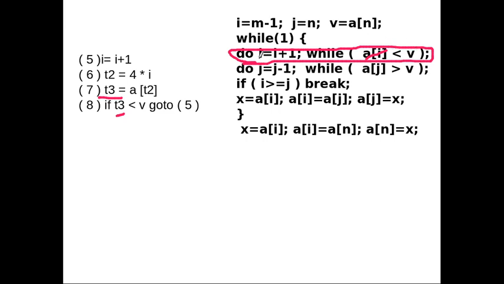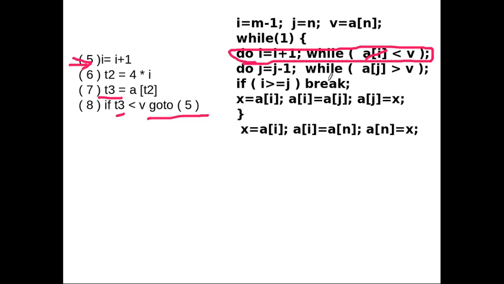What is the beginning three address code statement for my do? Fifth one. Good. So if my condition is true, T3 less than V, I must repeat the do part once again. The do part begins with the fifth instruction, that's why go to 5. So here once again observe, do I equal to I plus 1 while A of I less than V. That means first we execute I equal to I plus 1, then condition checking. If the condition is true, once again we do I equal to I plus 1. That is the general meaning.